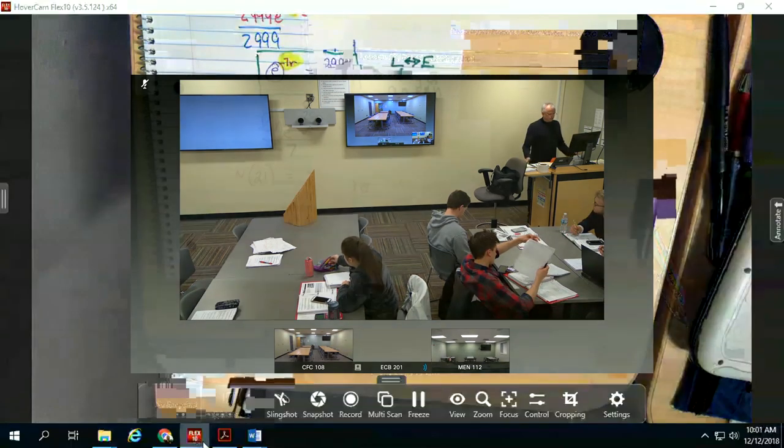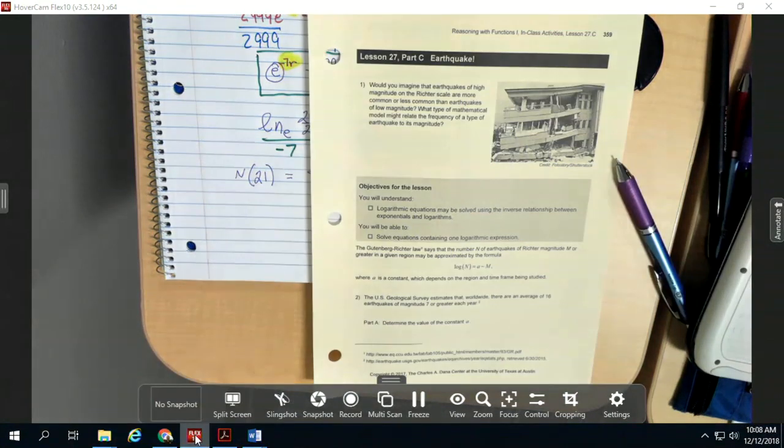Would you imagine that earthquakes of high magnitude on the Richter scale are more or less common than earthquakes of a low magnitude? Well, there was an earthquake this morning in central Tennessee that registered 4.4 on the Richter scale. That's almost nothing, she says. And she's actually pretty right. It's a pretty small earthquake. In fact, it was felt as far away as Atlanta.